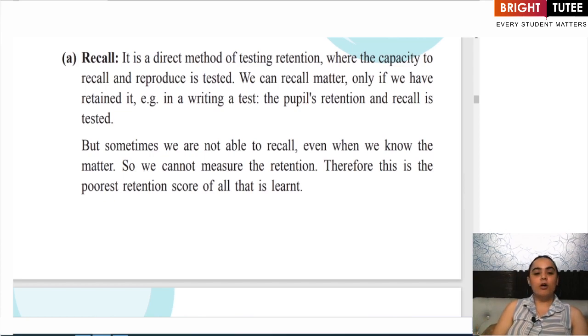So we can obviously not measure how much we have recalled. We cannot say that. Therefore, recalling something is not that good a source of retention because what we've learned cannot be tested. It cannot be measured. It cannot be objectified.